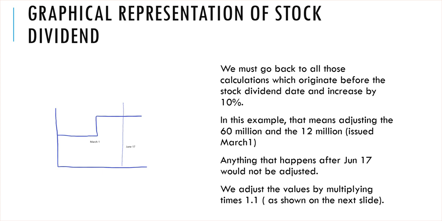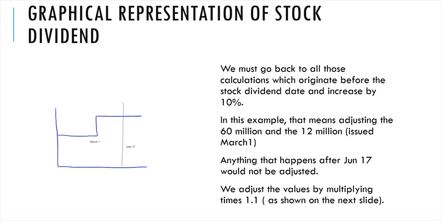All right, that becomes important. Now I draw a line, and I draw the line down, and I use this representation to show that there's a stock split or there's a stock dividend. My line down is on June 17th. So what you see happening here is that after those were issued, we have another thing that would increase our number of shares outstanding.